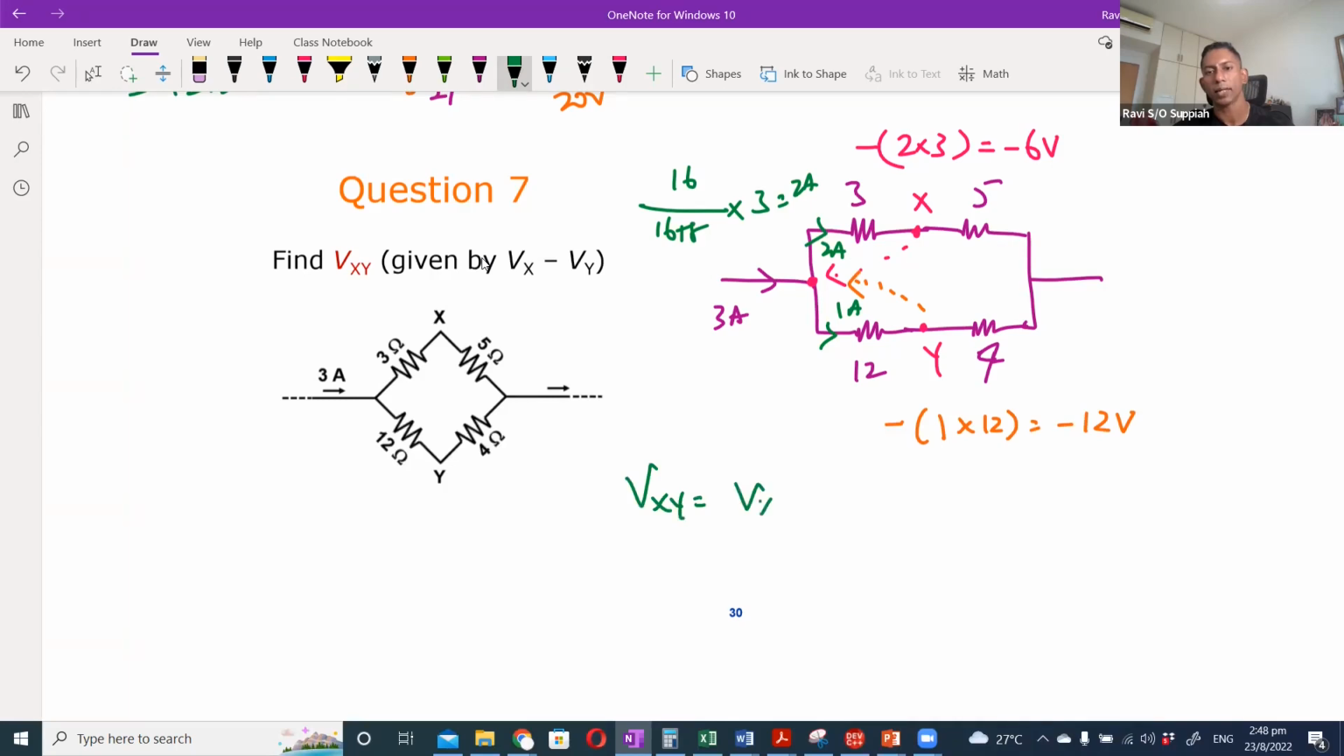All right, so with that, we can say that Vxy, which is Vx minus Vy, will be minus 6 minus 12, which will be 6 volts. So if I were to use my multimeter and connect to both points X and Y, I should get a reading of 6 volts. That is how you solve this. You look at the current flowing in both the branches, then look at the voltage drop across the resistor, and from there you can solve.